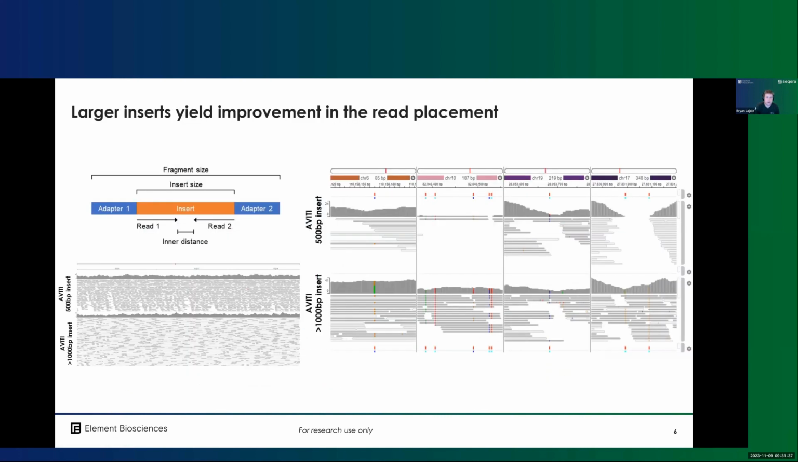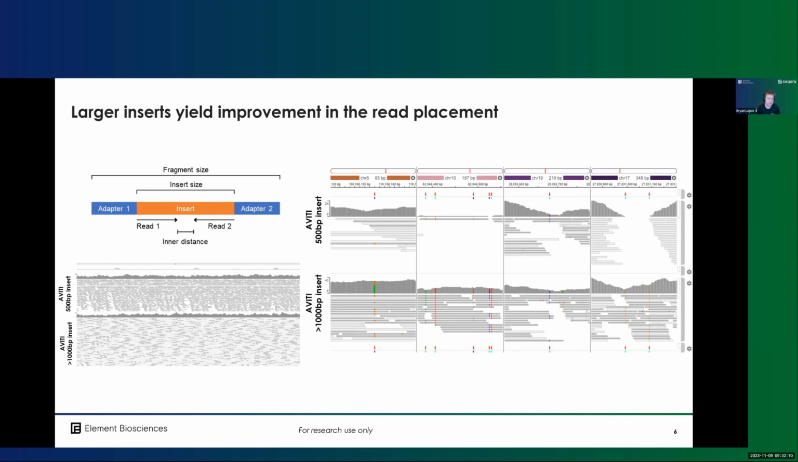One of the things that we think differentiates the AVITI and the chemistry that we have is the ability to sequence larger inserts. Traditionally, when you think about a whole genome sequencing library, generally the fragment is maybe 400 to 500 base pairs in length, and you're sequencing the two ends of that fragment. We think, and we've shown, that we can actually sequence inserts that are much larger, even beyond 1,000 base pairs. And there are lots of benefits to doing that.